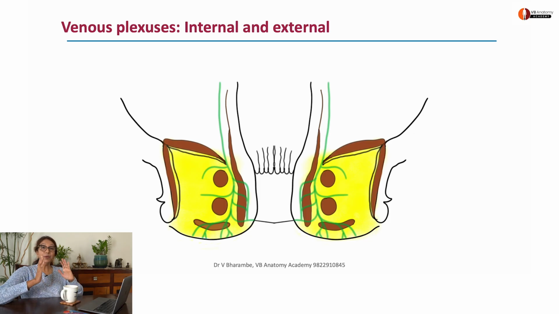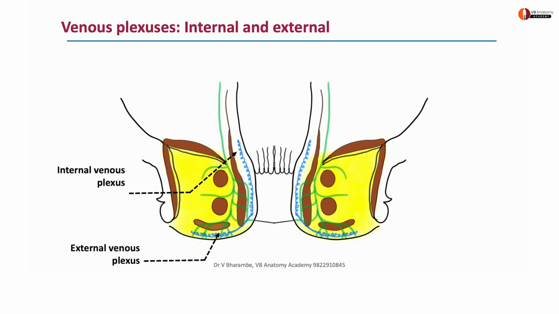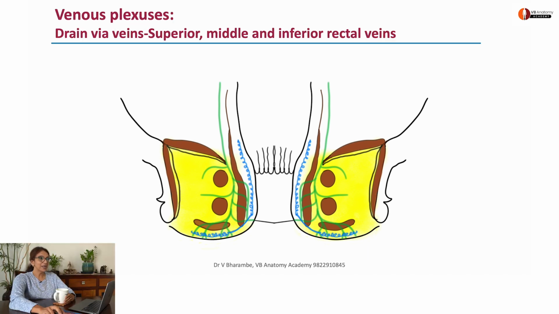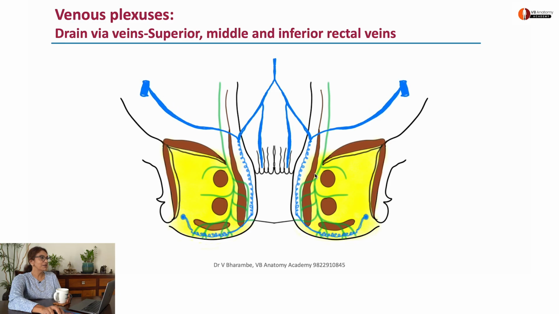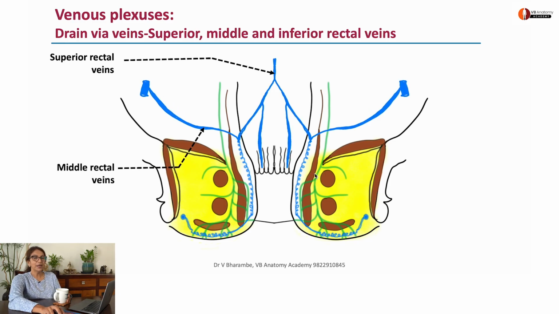Now let's come deep to the submucosal layer. So we've done the muscle. In the submucosa, you find there are two plexuses, an internal venous plexus and an external venous plexus. And these plexuses drain via veins in varying directions. The upper part of the internal venous plexus drains via the superior rectal veins. The middle part into the middle rectal vein and the inferior part into the inferior rectal vein, so the external part. Remember that the internal and external plexuses are in communication with each other.